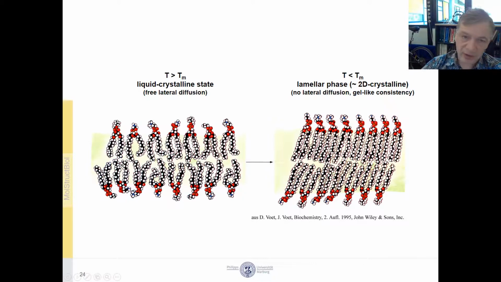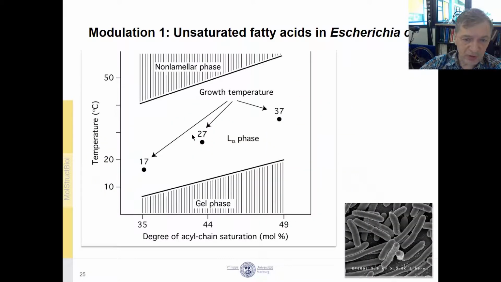So this is the liquid crystalline-like state. That is actually the state which our cells usually adopt at temperatures greater than the Tm. And they adopt it in many ways. For example, they can change the content of unsaturated fatty acids as part of the lipids. You see here temperature and the percentage of unsaturated fatty acids inside your lipid bilayer, and clearly it increases. So Escherichia coli, when growing, can adapt down to 12 degrees Celsius.